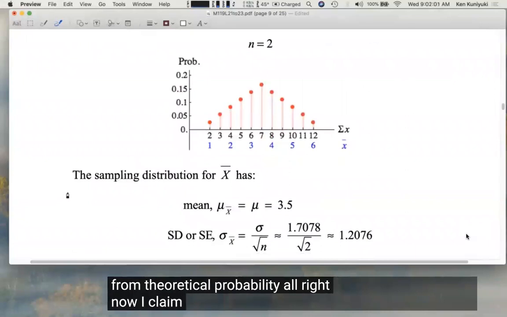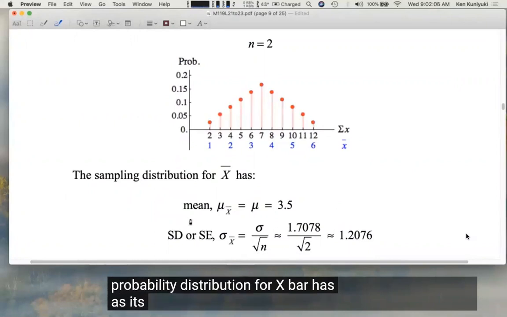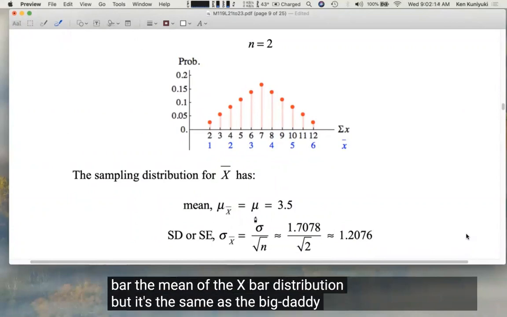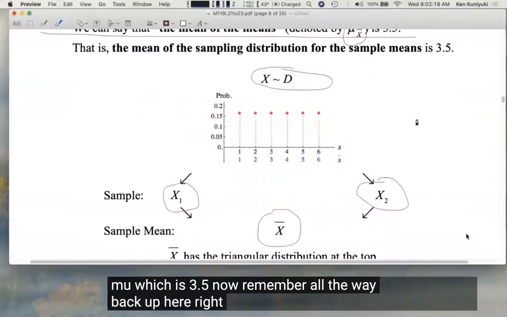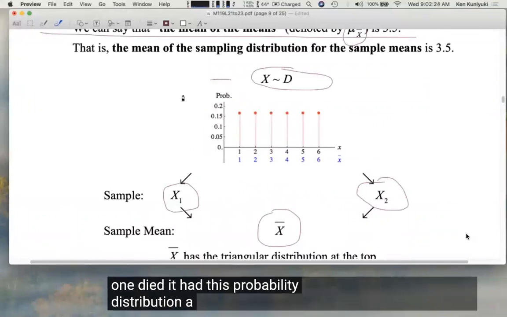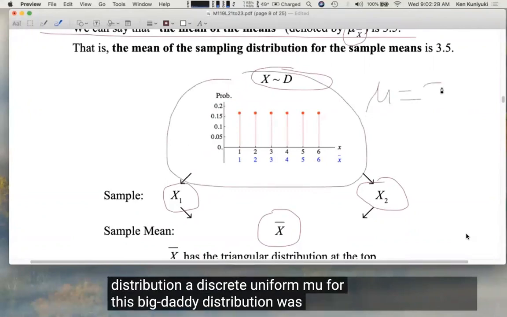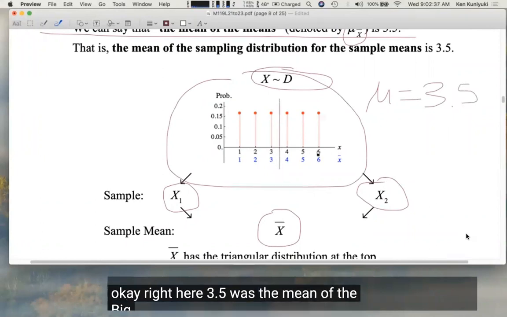All right, now I claim that the sampling or probability distribution for X bar has, as its mean, the notation is mu sub X bar, the mean of the X bar distribution, but it's the same as the Big Daddy mean, mu, which is 3.5. Now remember, all the way back up here, we had the result on one die. It had this probability distribution, a discrete uniform. Mu, for this Big Daddy distribution, was 3.5.